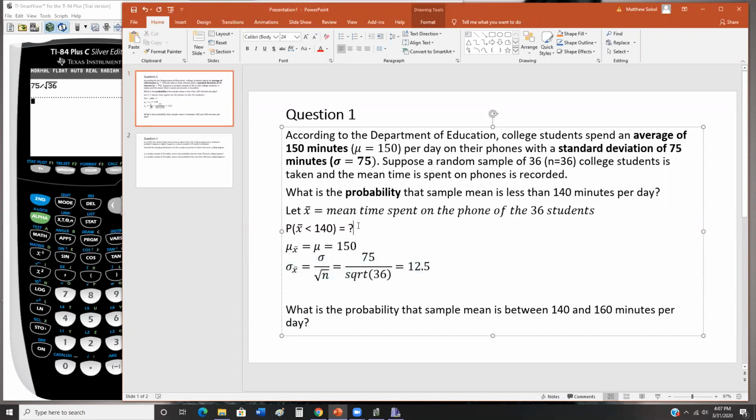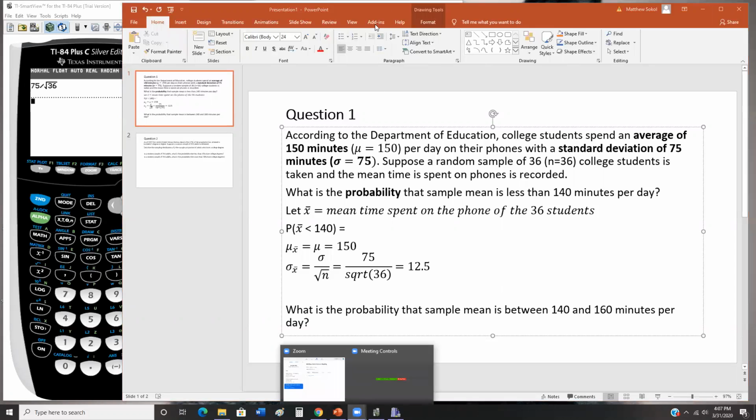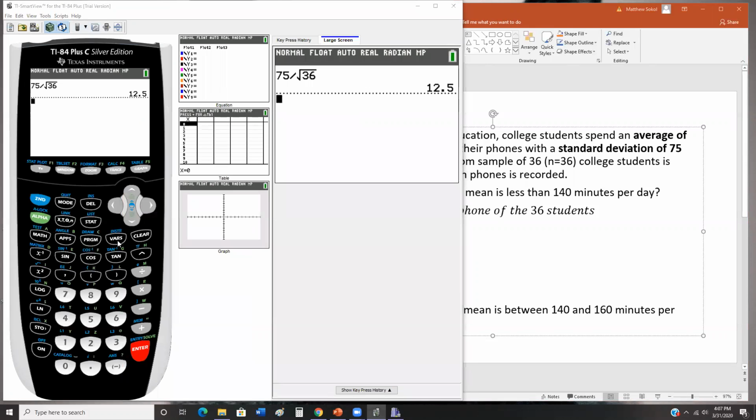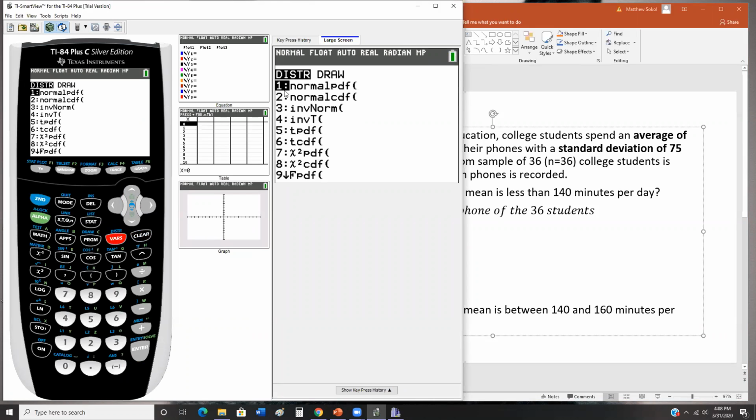All right, so now we're just going to use our trusty calculator to answer this problem. Okay, so I want to find the probability that X bar is less than 140 minutes. So does anybody remember what option we're going to use in our calculator for this? I'm going to go second function distribution. And then is it number 1 or number 2 that we're going to use? Yeah, you got it. Thank you. We're going to go down to number 2, normal CDF. We're going to hit enter.